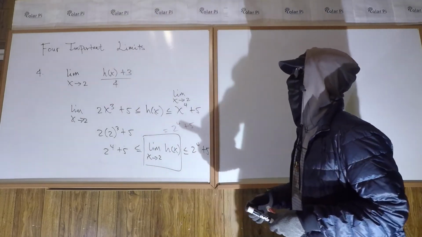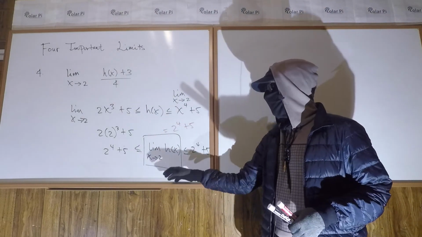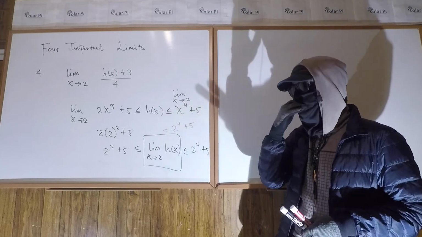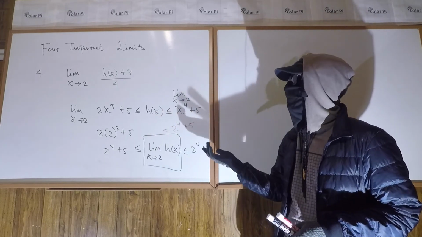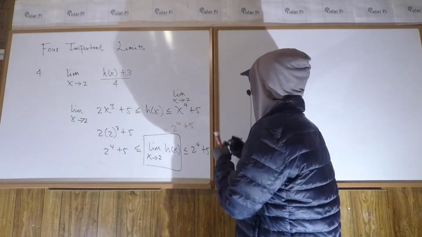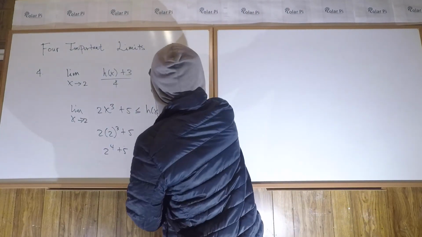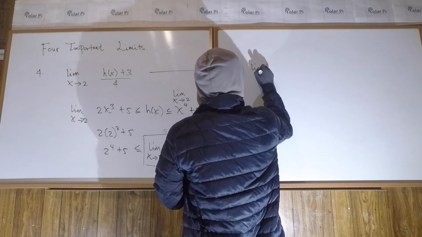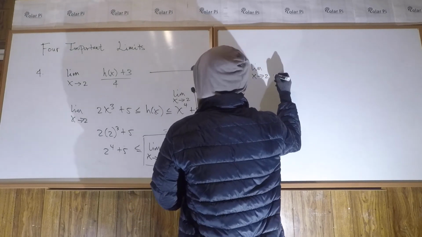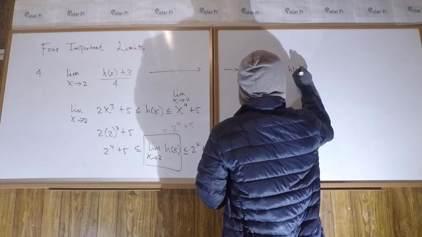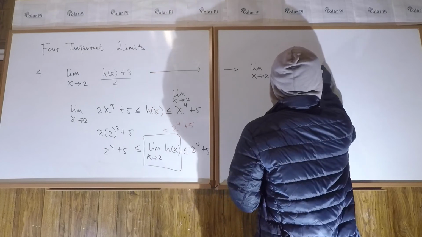Okay, so where to? Well, we want to use the fact that the limit as x goes to 2 of h of x is 2 to the 4th plus 5. What's that? That's 16 plus 5, that's 21, right? But we can't just yet apply it. So first, let's take this and say that it's the same as the limit as x goes to 2 of 1/4 h of x, and then plus 3/4.